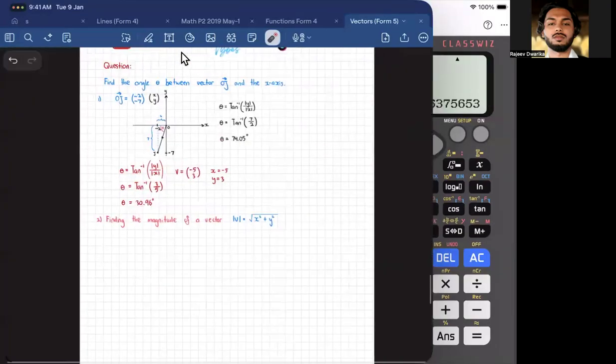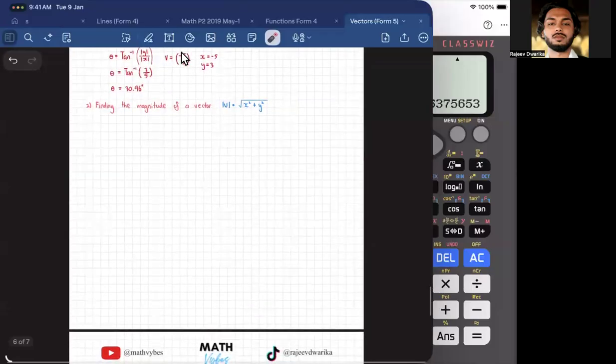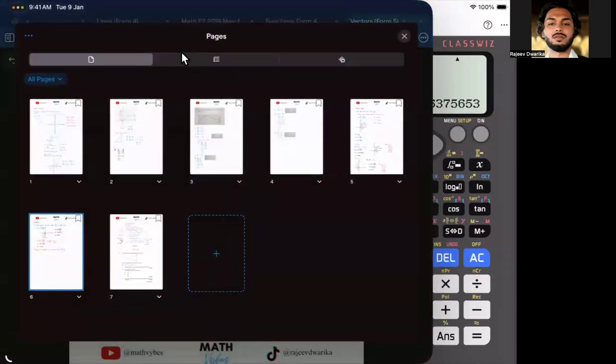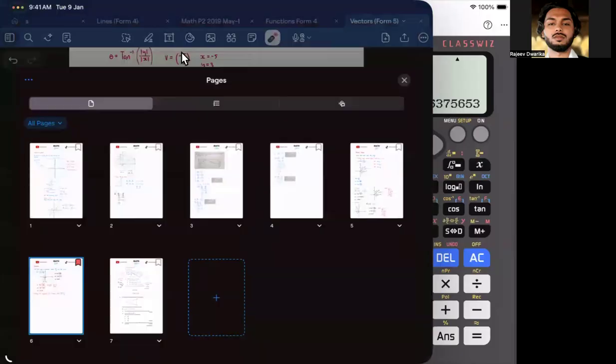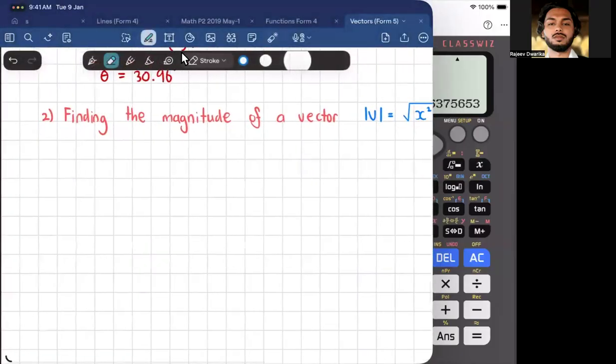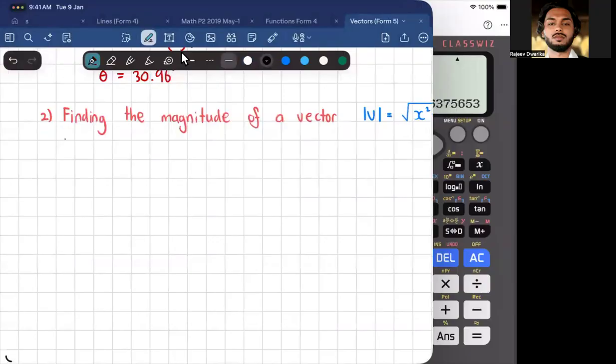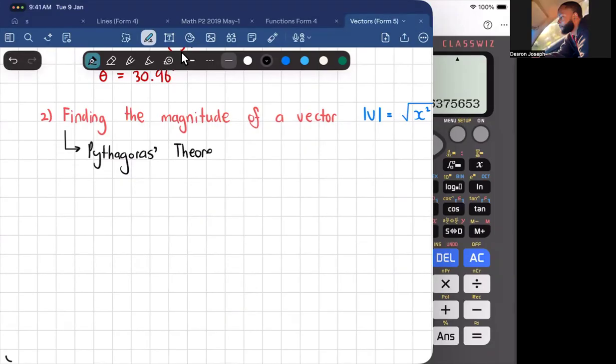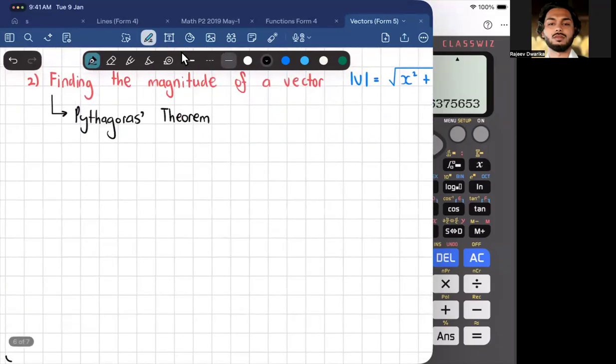Right, so we're going to move on now. Finding the magnitude of a vector. To find the magnitude of a vector, we're going to use Pythagoras theorem. Does anybody remember Pythagoras theorem? Guys, are you real quiet? Does Ron remember Pythagoras theorem? Yeah, I think so. Okay.